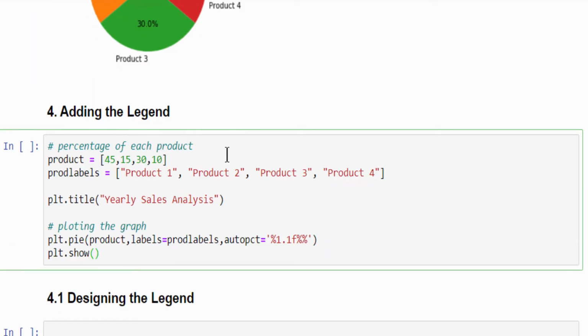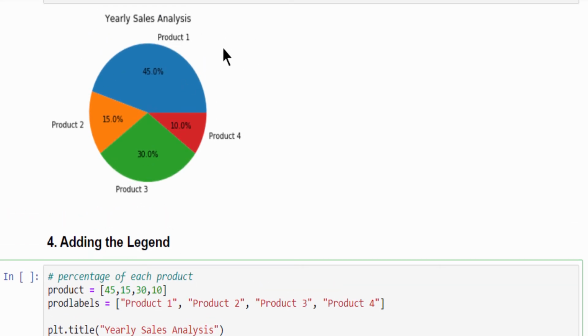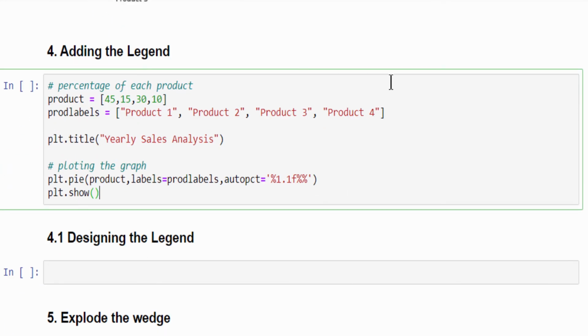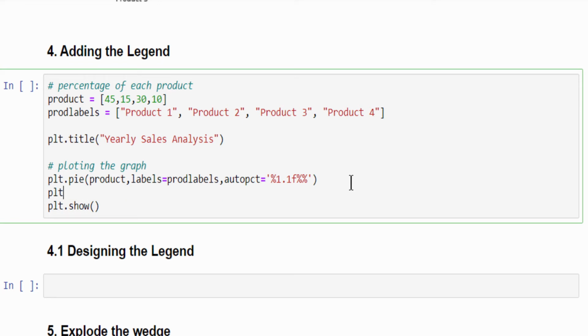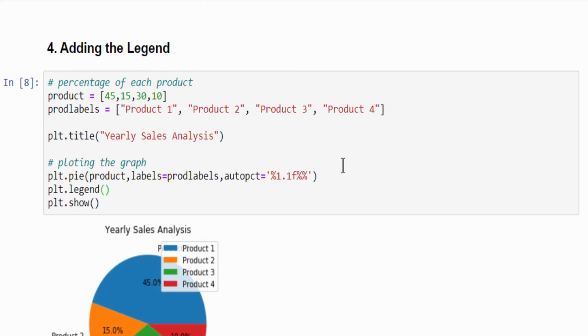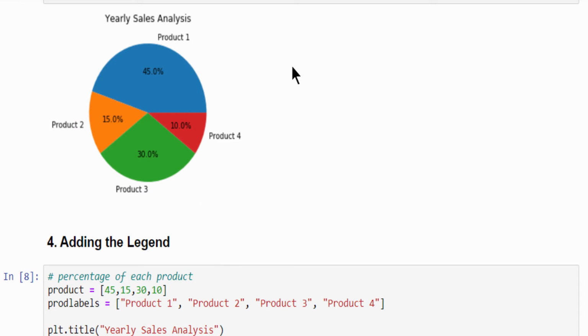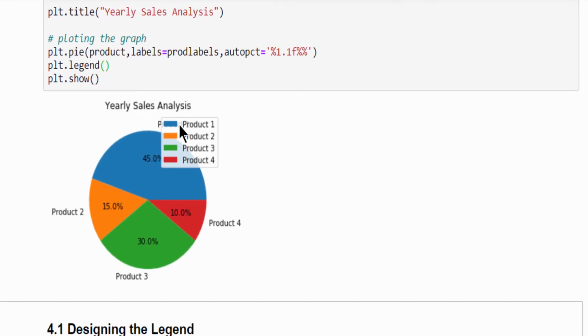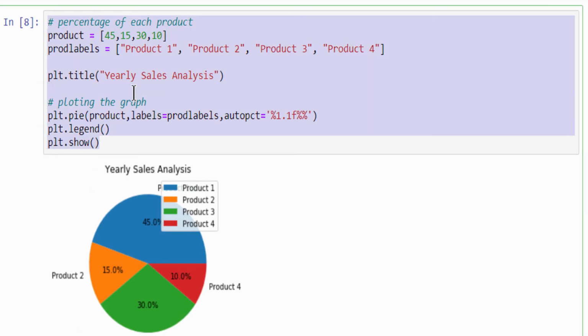Next one is adding the legend. Legend means above the figure it will say product 1 for which color, product 2 for which color, like that it will display. So this is another new line of code, plt.legend. Execute. See the difference. Initially it was like this. Now each color shows which product it represents, but it is above the pie chart, which is not looking good. So either it should be left, right, or bottom. Even we can do a lot of modifications for that also.